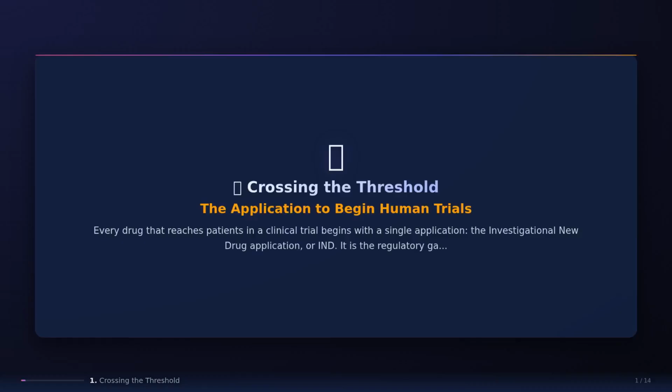Every drug that reaches patients in a clinical trial begins with a single application, the Investigational New Drug application, or IND. It is the regulatory gateway that allows a sponsor to legally ship and test an unapproved drug in human subjects. Without an IND, human testing cannot begin in the United States. The IND represents the sponsor's commitment to patient safety and scientific rigor, laying out everything known about the drug from preclinical studies and detailing exactly how it will be studied in humans for the first time.